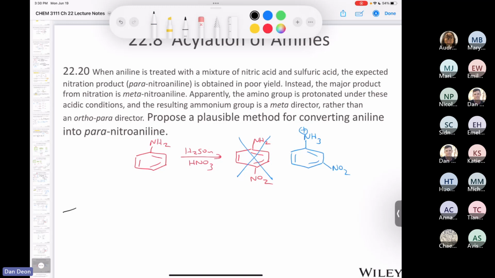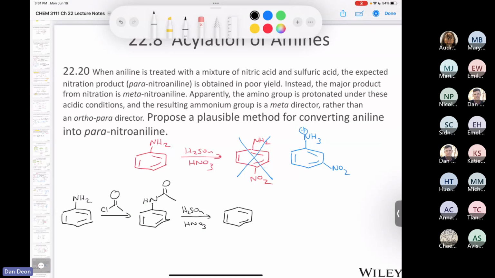We're going to take our aniline molecule, and we're going to acylate it. So once we acylate it, we'll treat it with acetyl chloride, and we end up with our acyl group. Now it's still an ortho-para director, but now it's not going to get protonated because the lone pair on the amide is not basic. So now we can treat it with sulfuric acid and nitric acid together and make the para-nitro.